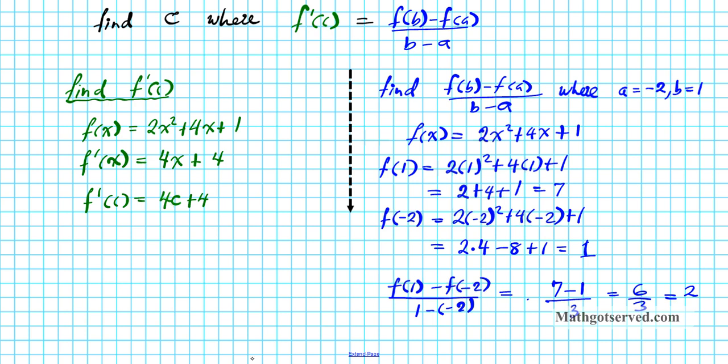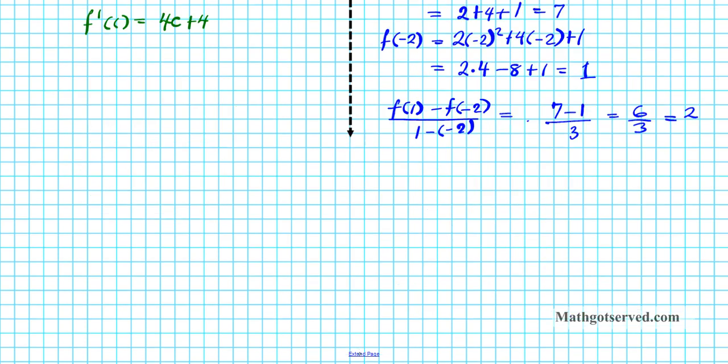Alright, so we have both sides, the instantaneous rate of change and the average rate of change. So what are we going to do now? We have to find the c, right? So we have to set these two values equal to each other. This is f prime of c, and this is f of b minus f of a divided by b minus a. We need to set them equal to each other. So let's write it down. Set f prime of c equal to f of b minus f of a divided by b minus a, and then we just solve.